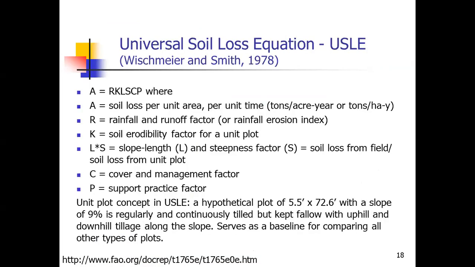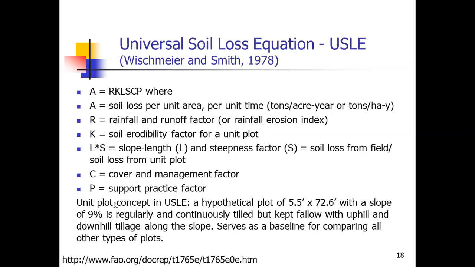Let's go on with the R value. The R value is for a particular location. So understanding of the precipitation in that particular location and the runoff factor, which will determine the rainfall erosion index, that R value is location specific. In fact, most of these factors are location specific. I should also mention one more point over here, and that is unit plot.